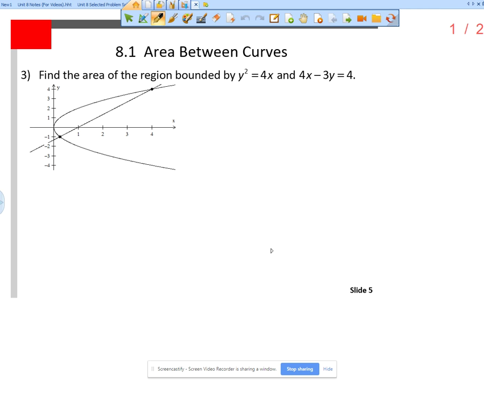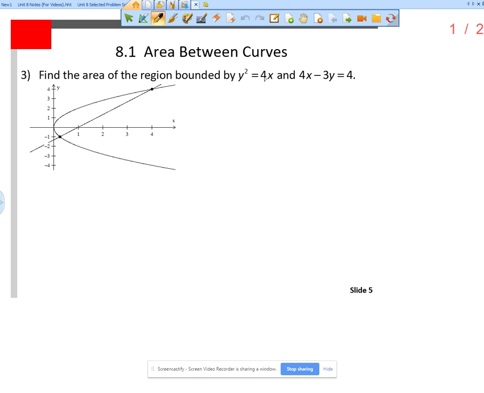This is the video for section 8.1 notes, slides 5 and 6. All right, so we are looking to find the area of the region bounded by y squared equals 4x and 4x minus 3y equals 4. First of all, what I want to do is come up with this graph.